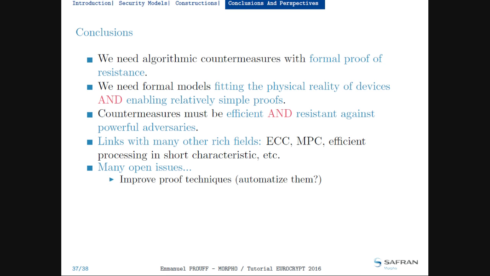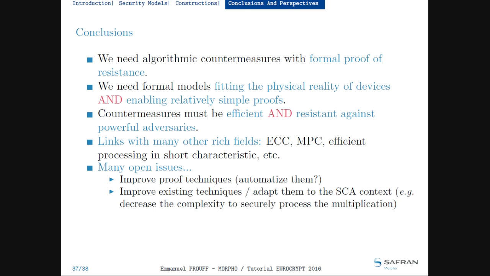So once again, we have many open issues. Improve the proof techniques, automatize them. There are some studies on this problematic, especially in Spain, in the team of Gilbert, but other researchers are today interested in this. Improve the existing techniques and adapt them to the session context. So this is once again related to formal proof. Reduce the randomness consumption of existing techniques. So this is also problematic.